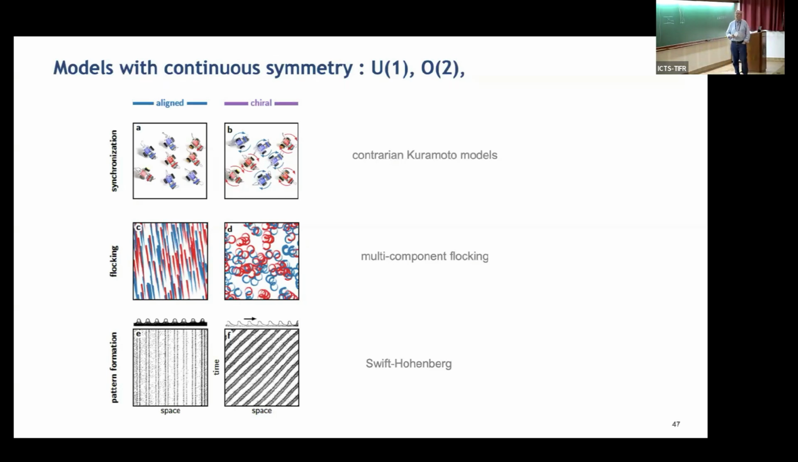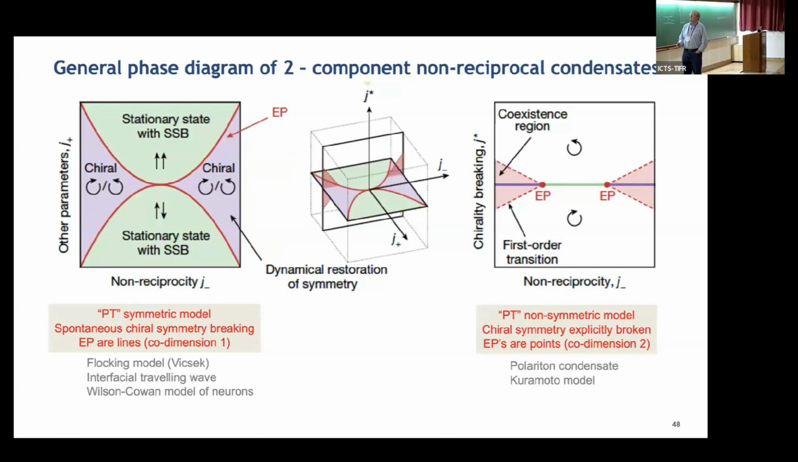There are large classes of models which have continuous symmetries. Models like this, which are sometimes known as contrarian Kuramoto models, and Swift-Hohenberg instabilities, where you go from a pattern formation, so this is pattern in space and this is in time, there's transitions to something where the pattern decides to start moving, either to the right or the left. It's somehow the same. And there's a general phase diagram for this.